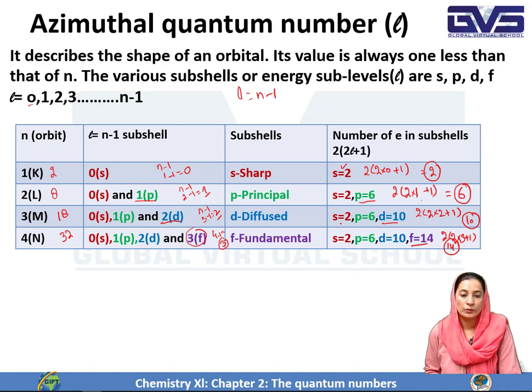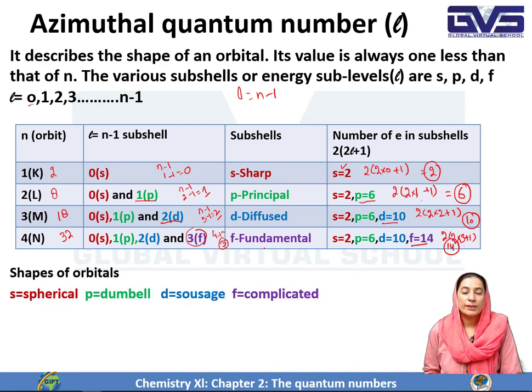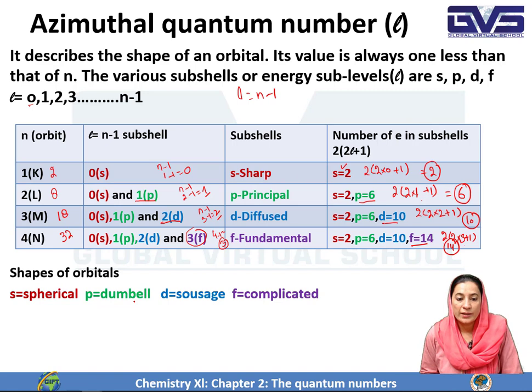Hopefully it is clear for you. And again I am telling you, S stands for sharp, P for principal, D for diffuse and F for fundamental. And the shapes of these orbitals, and in detail how to draw the shapes in X, Y and Z axis, I will tell you in the next lecture. But for S, the shape is spherical, P is dumbbell, D is sausage, or you can say double dumbbell type. And for F, the shapes are very complicated.